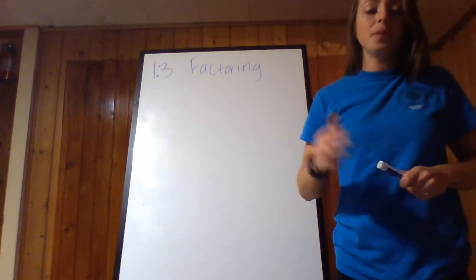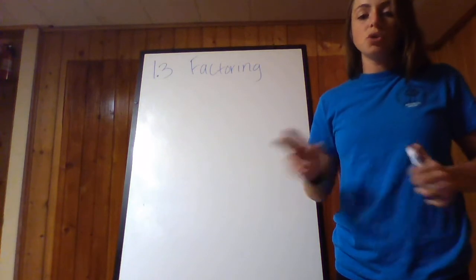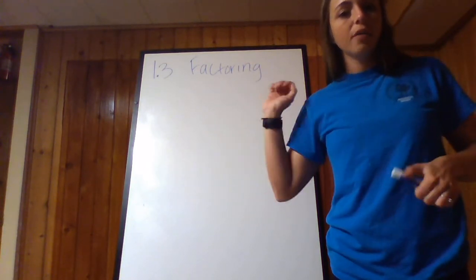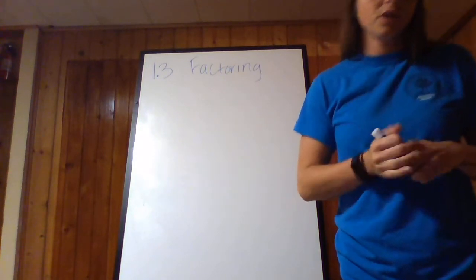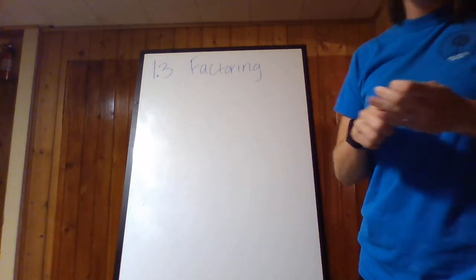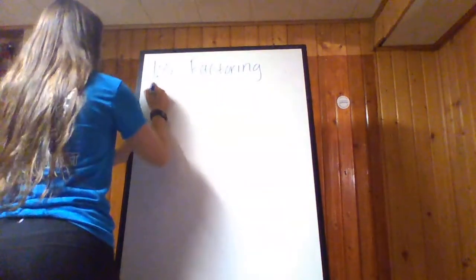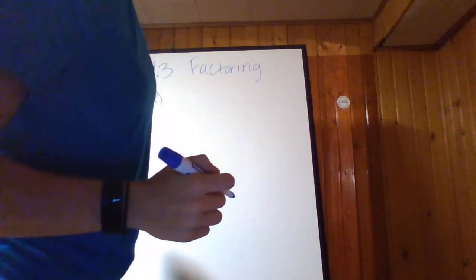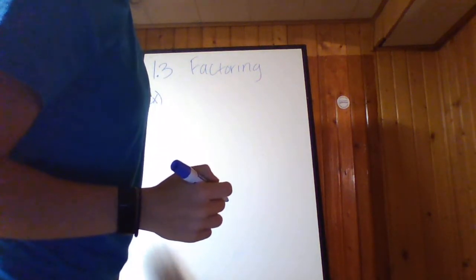So this is all factoring. So we're going to do two different types of factoring, and then we're going to leave the other two for a different video and a different day's assignment. So we are going to deal with first factoring with trinomials. So the first one we're going to show you is x squared minus 9x plus 20.